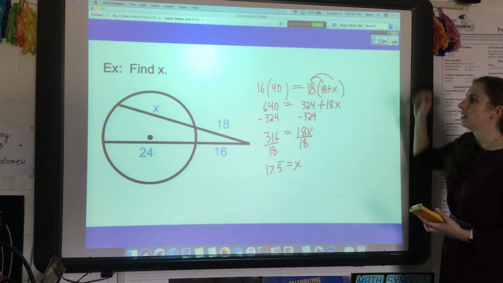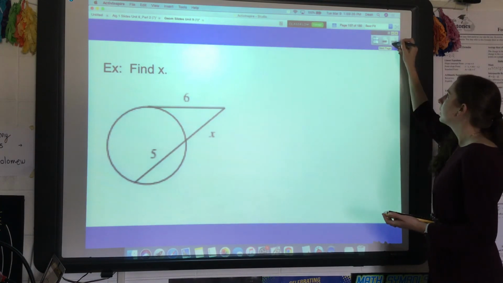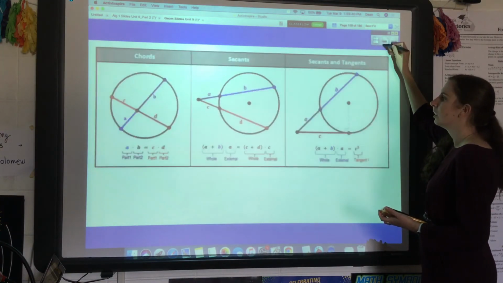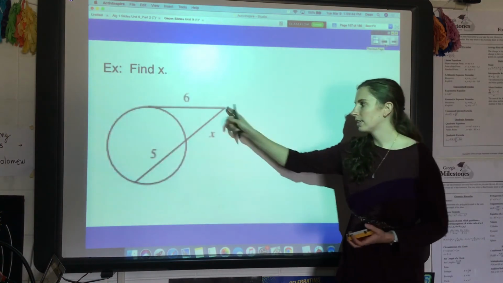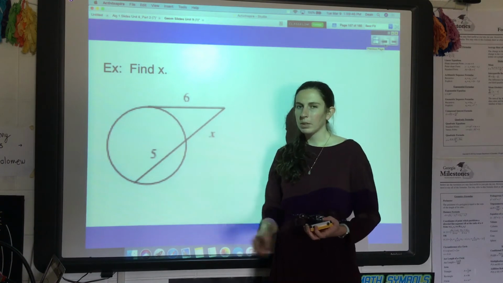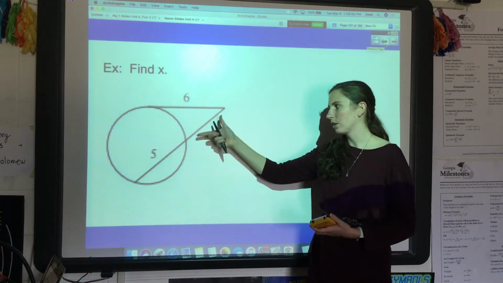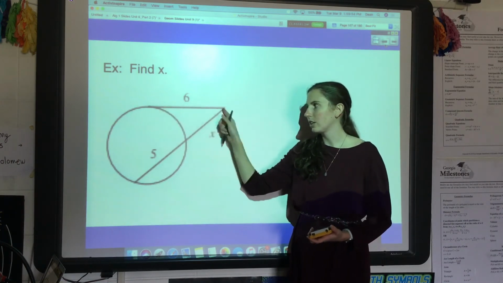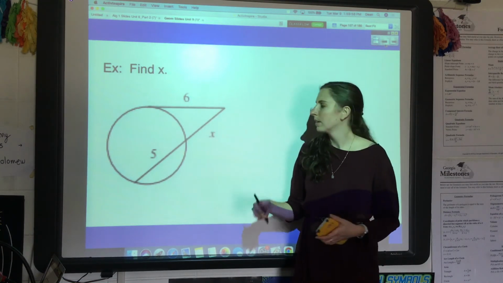All right, let's try another one. This one is, oh, hold on. This one is not two secant lines, it's actually a secant and a tangent, but the same principle as before applies. So you still do the outer times the whole equals the outer times the whole. It's just that on this tangent line, the outer and the whole are the same thing.